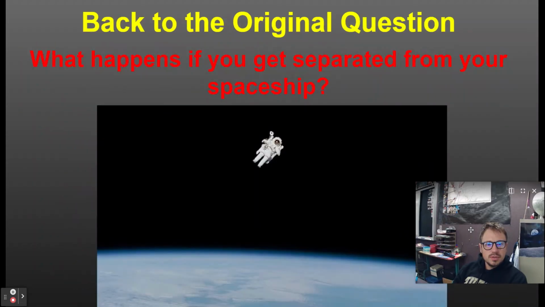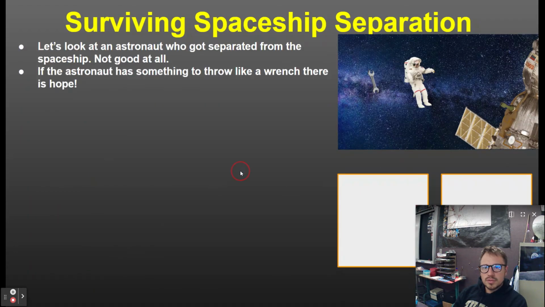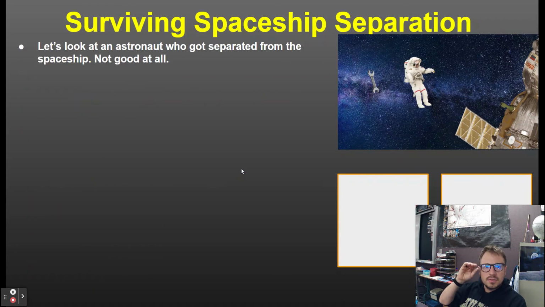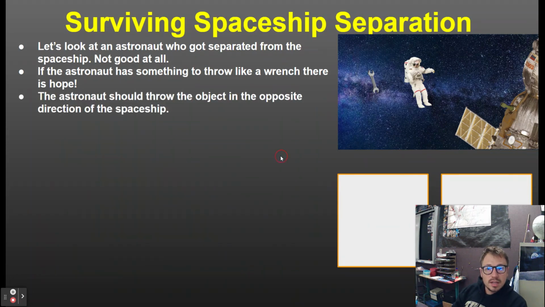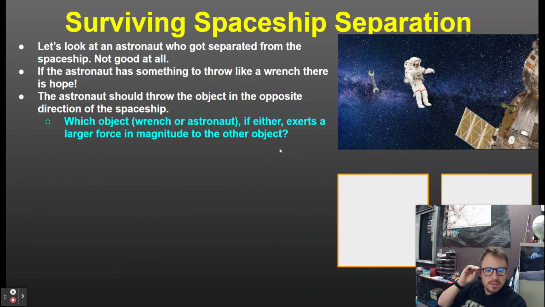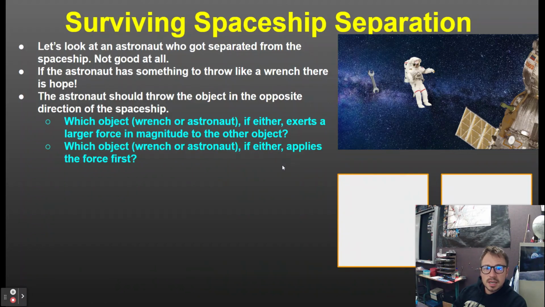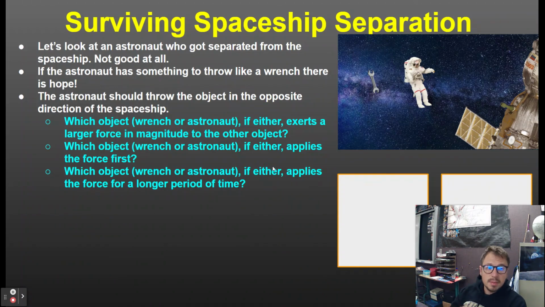So what happens to you if you get separated from a spaceship? If you get separated from a spaceship and you don't have your rocket, or you're out of fuel or something, if the astronaut has something to throw, like a wrench, there is hope. The astronaut should throw the object in the opposite direction of the spaceship. The astronaut exerts a force, and the forces on the wrench and astronaut are equal in magnitude. They both apply the force at the same time, for the same amount of time.